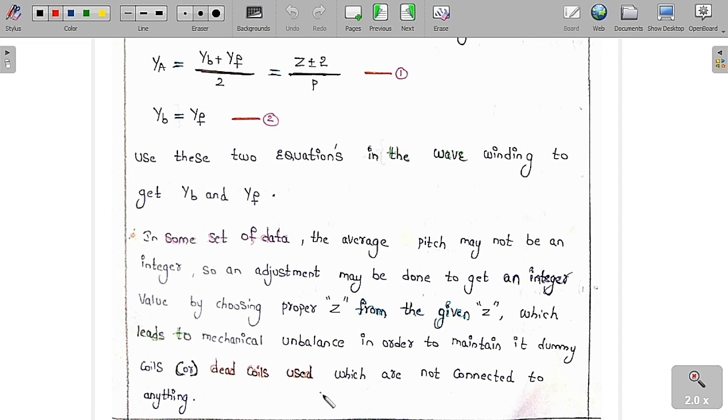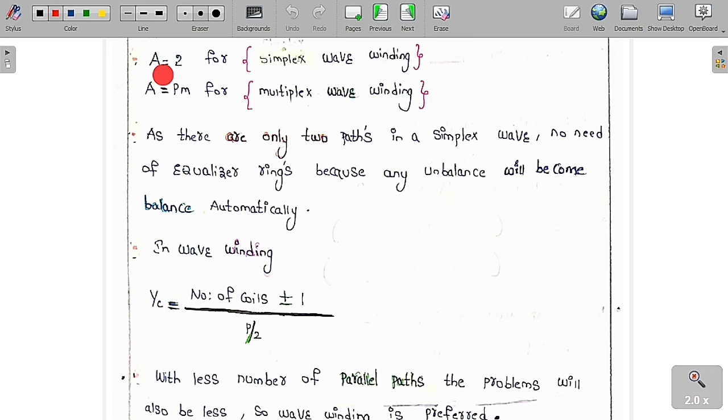Therefore, in some sets of data, the average pitch may not be an integer. So an adjustment may be done to get an integer value by choosing the proper value from the given values, which leads to mechanical unbalance. In order to maintain balance, dummy coils or dead coils are used, which are not connected to anything. A is equal to 2 for simplex wave winding and A is equal to 2M for multiplex wave winding. So this is a very important formula. Finally, I can say that this is the formula for the multiplex wave winding.